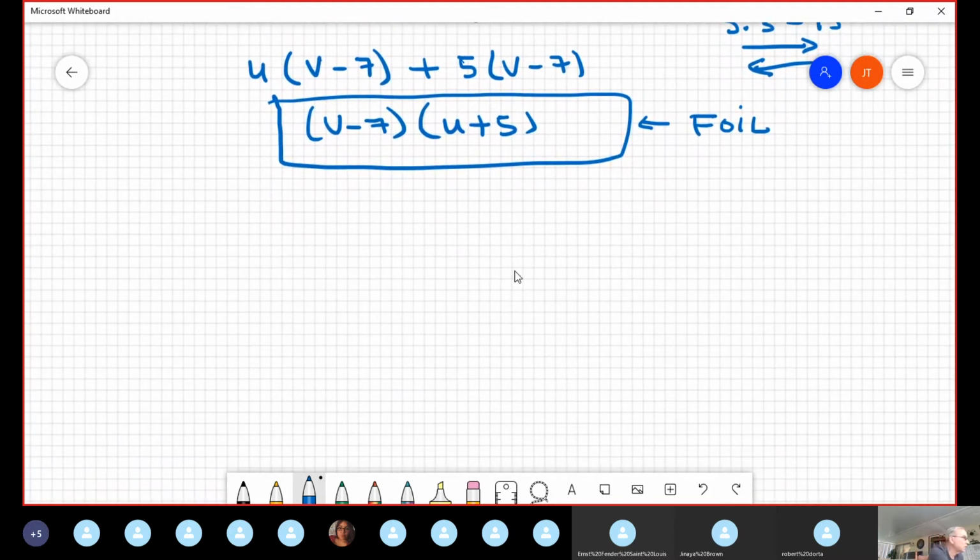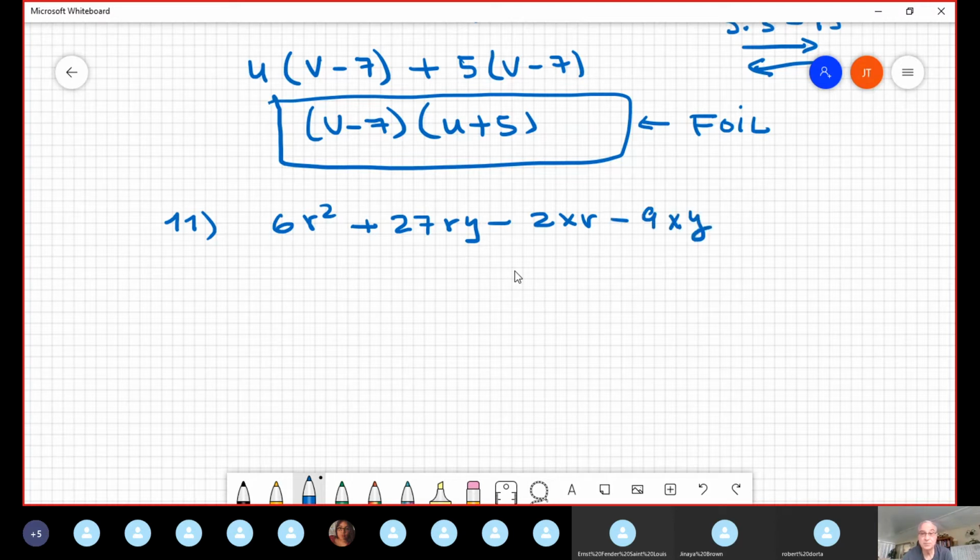Entonces you say, bueno, professor, I understand, but I need to understand what is the application of this. You will see after, I promise. But first of all, you need to learn factorization. 6R squared plus 27RY minus 2XR minus 9XY. Okay. Again, grouping. 4 terms. 1, 2, 3, 4.